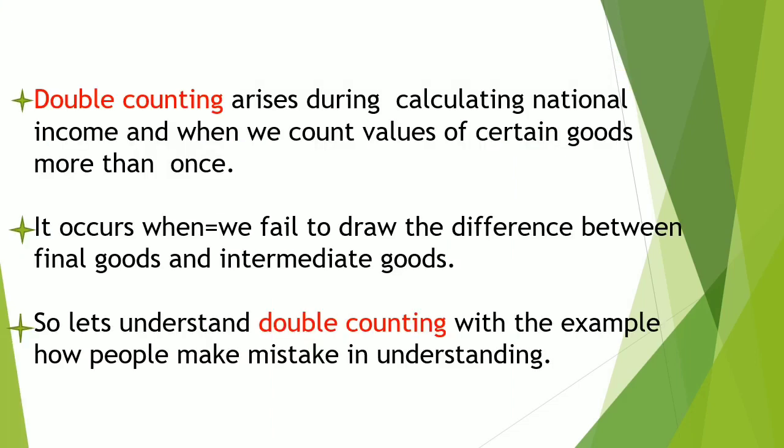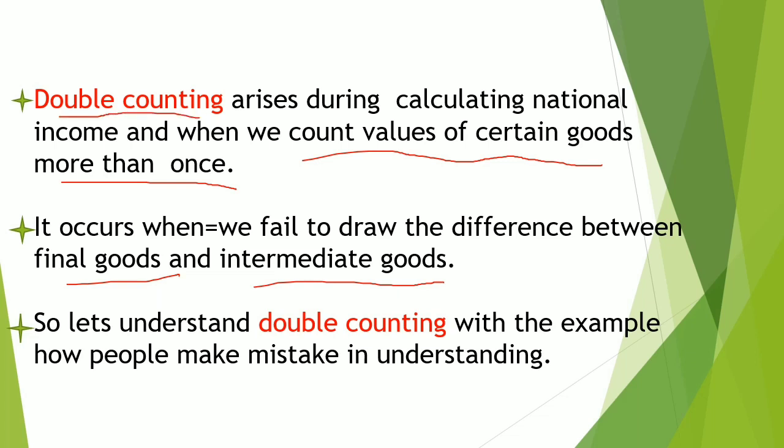So the first is what is double counting. Double counting arises during calculating national income when we count the values of certain goods more than once. We are given the data to count the national income, but we fail to draw the difference between final goods and intermediate goods. So we add the value more than once, and when the value is added more than once, it causes the problem of double counting.